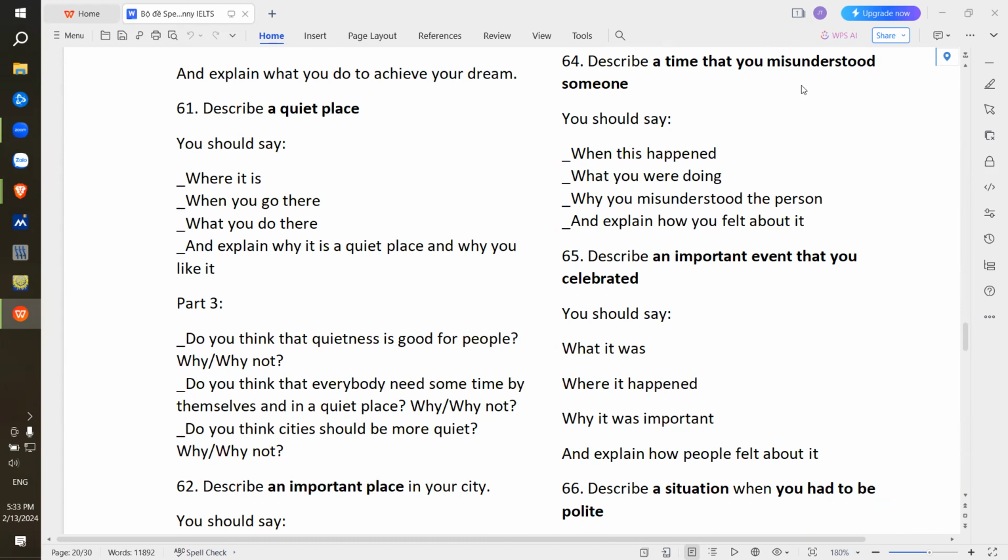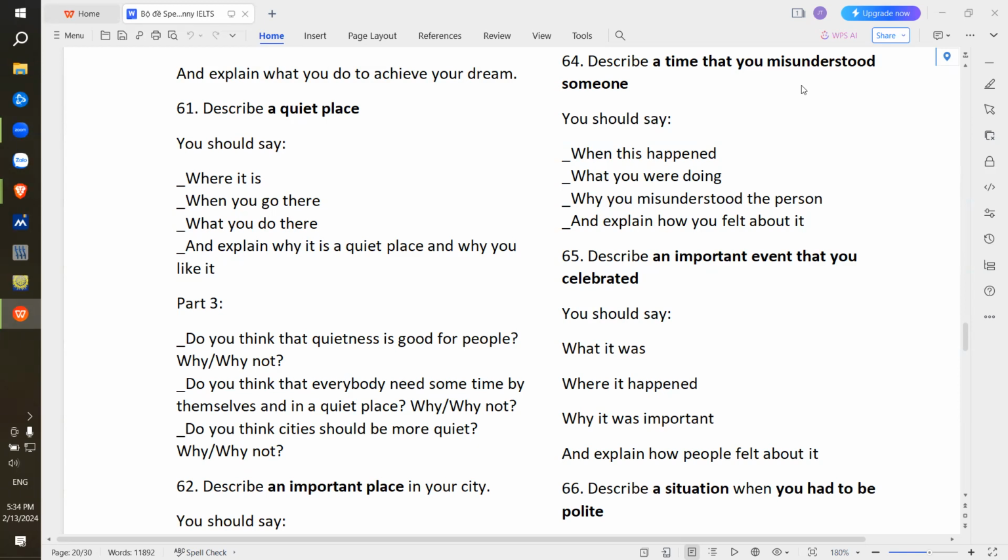Describe a quiet place. Miêu tả một nơi yên tĩnh. Describe a quiet place. And then you should say where it is, nơi nào vậy, when you go there, chừng nào hay những lúc nào mình đi đến đó. What you do there, bạn làm gì đó. Explain why it is a quiet place and why you like it. Tại sao nơi đó là yên tĩnh và tại sao anh chị lại thích nó.